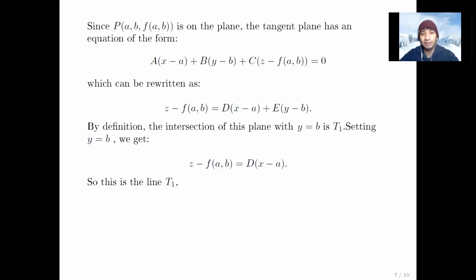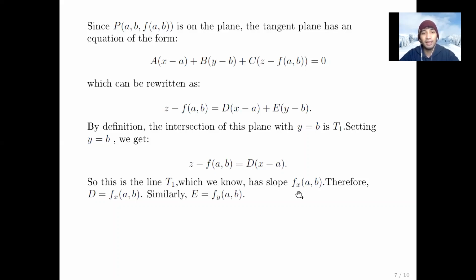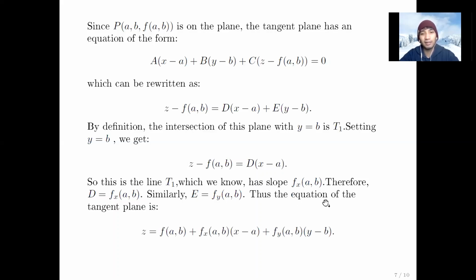And we know the slope of t sub 1. The slope is f sub x of (a, b). So kung titignan nyo to, d here is the slope. So, ibig sabihin, yung d is equal to f sub x of (a, b). And similarly, you can also show that capital E here is equal to f sub y of (a, b). Okay. So, meron tayong equation ng tangent plane. So, z is equal to f of (a, b) plus the partial derivative of f with respect to x evaluated at (a, b) times x minus a plus the partial derivative of f with respect to y evaluated at (a, b) times y minus b.